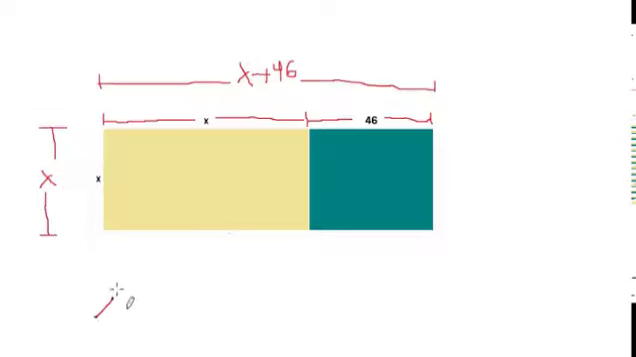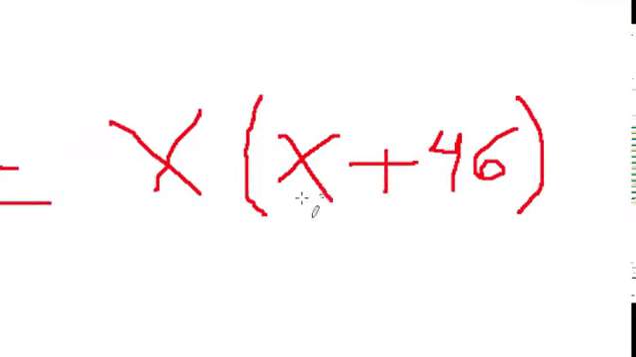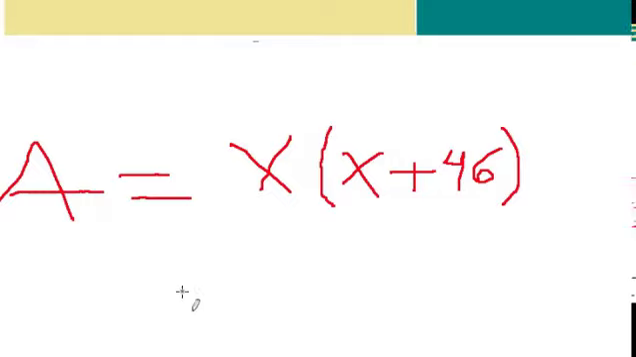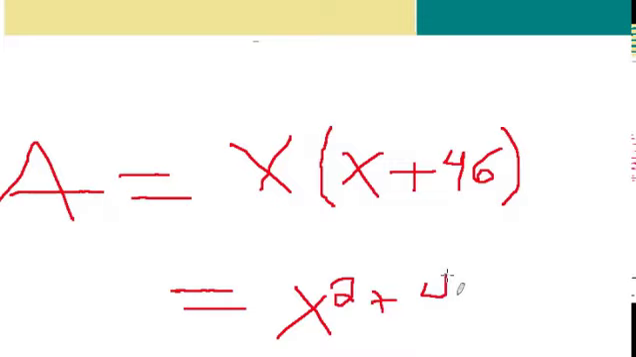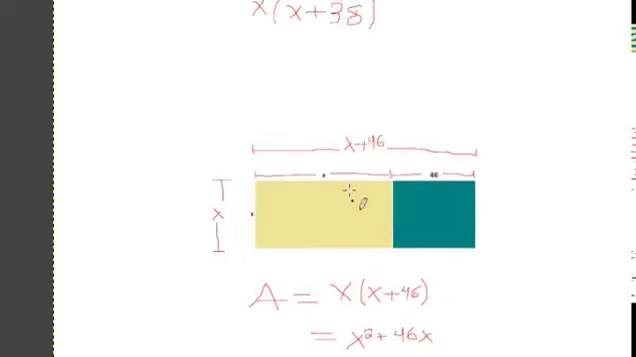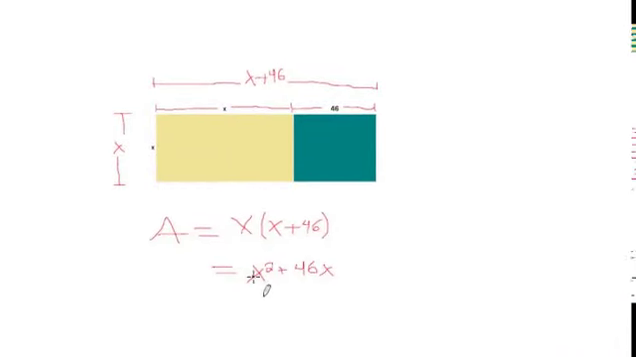And now the area is going to be base times height, or height times base. It's the same. When you multiply in any order, it's going to give you the same result. So I'm just going to write x times the base, which is x plus 46. And we multiply this, and it's going to give us x times x, that will be x squared plus 46x. And that's it. So this is going to be the answer.